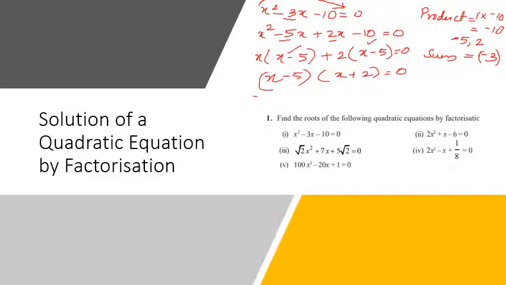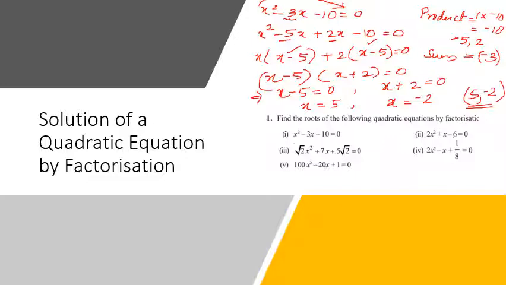Or you will say that you will take each term and equate it. x minus 5 equal to 0 or x plus 2 equal to 0. So you get x equal to 5 or x equal to minus 2. So the values are x = 5, minus 2. These are the solutions. x can be either 5 or x can be minus 2. In both the cases, you get the quadratic equation correct.